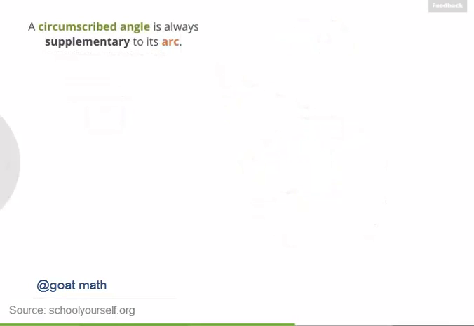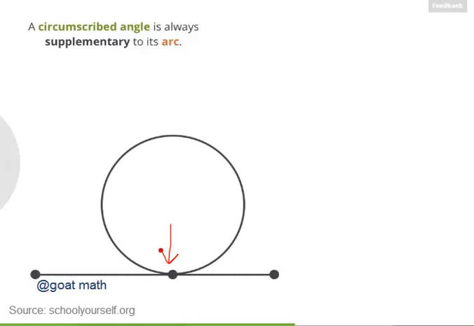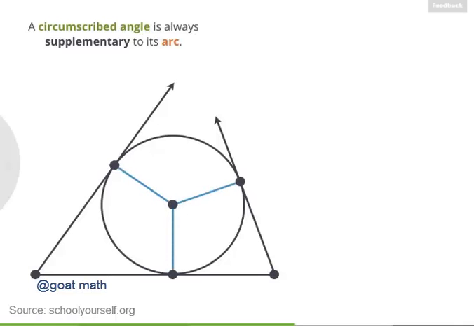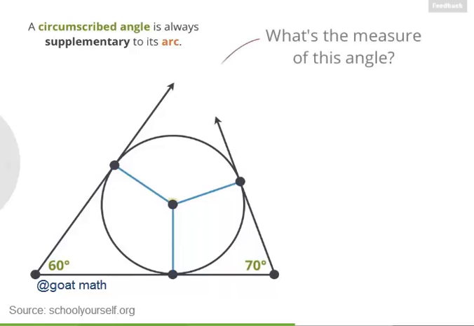So once again, you've proven in this lesson that a circumscribed angle, meaning an angle between two tangents to a circle, is always supplementary to its arc. Try using this fact to solve one final problem. Here's a circle, and let's draw a tangent line down here. At each of these endpoints, let's draw in another tangent line. And let's also draw in a radius to each of the tangents. Suppose this angle down here measures 60 degrees, and this angle over here measures 70 degrees. See if you can figure out the measure of this angle up here.